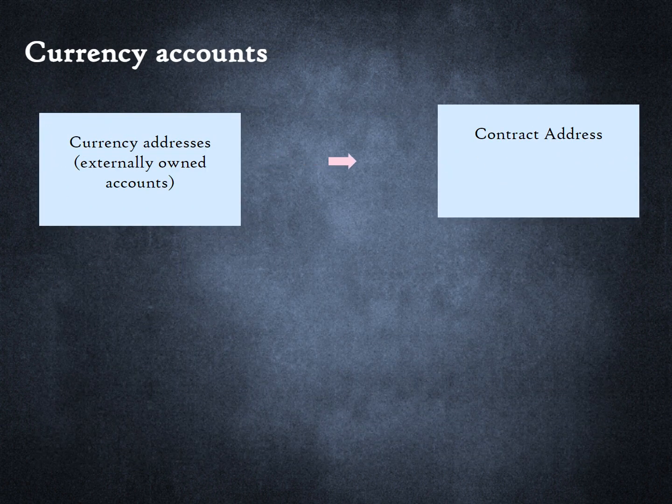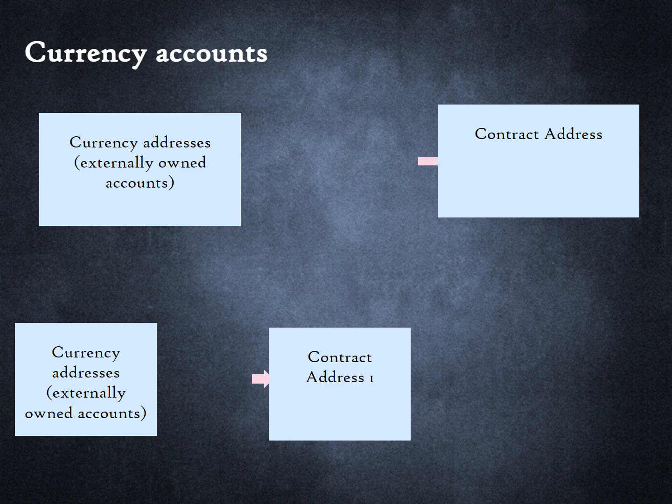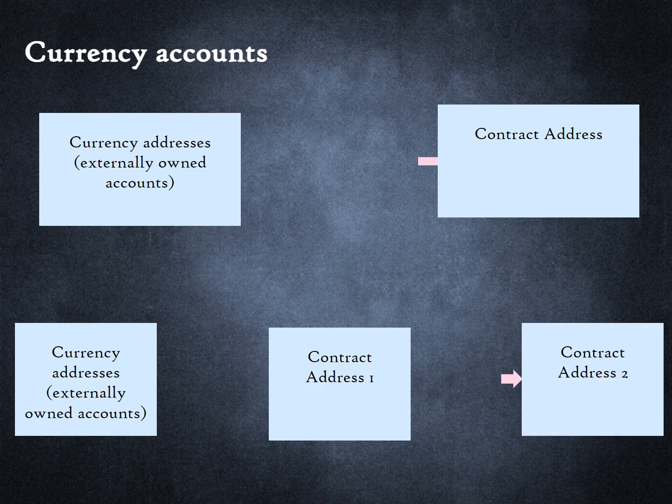In the example we just saw, a currency account owned by the Associated Press triggered the execution of a code in a contract account. Sometimes, a currency account triggers the execution of code in one contract account, which in turn triggers the execution of code in a second contract account. There can be a long chain of contract accounts. However, the ultimate initiator of a smart contract execution will always be a currency account.